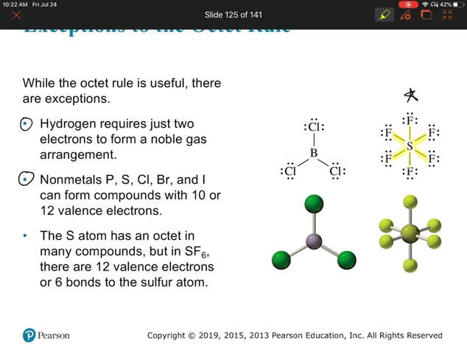Also, we talked about boron. Boron's happy with just 2, 4, 6 electrons. So it only needs 3 bonds there. So even though we typically try to give every atom 8 electrons, there are some situations where an atom might have more or less. So just something to keep in mind.